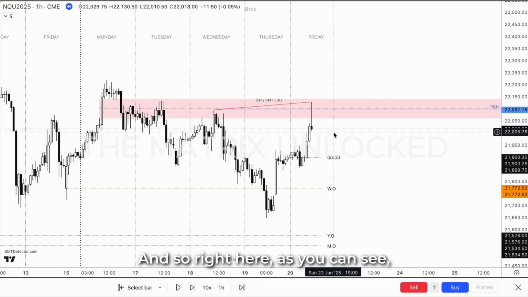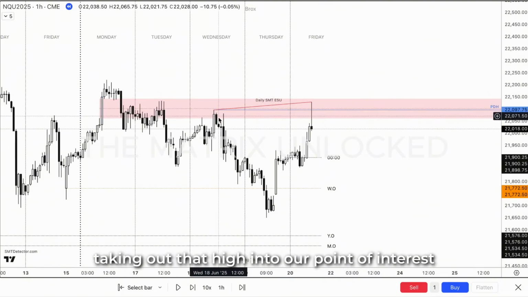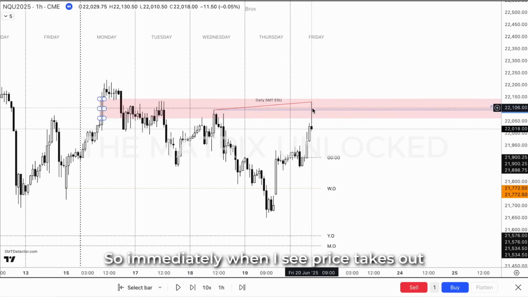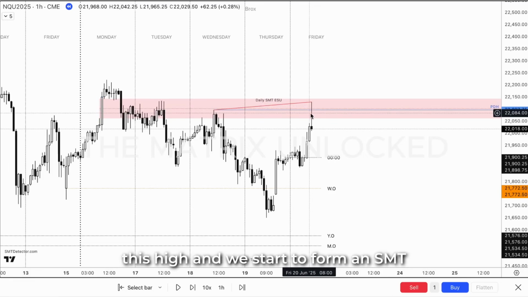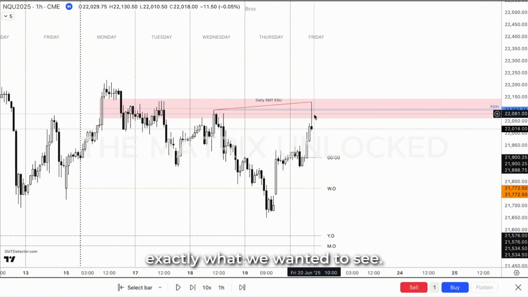interest. And so right here, as you can see, 9 o'clock opens, we go straight into taking out that high into our point of interest here. As you can see, this area. So immediately when I see price takes out this high and we start to form an SMT with ES. And this is exactly what we wanted to see.